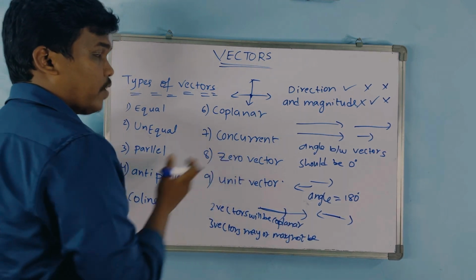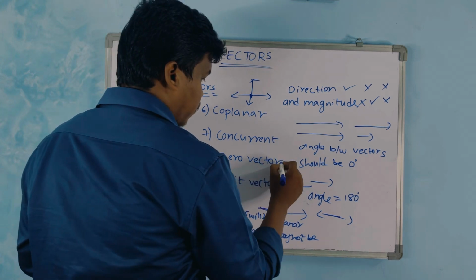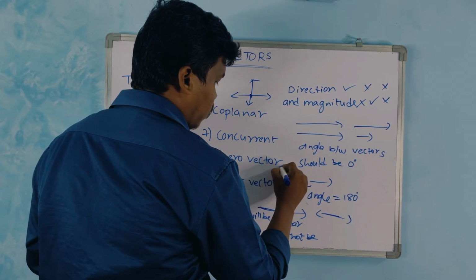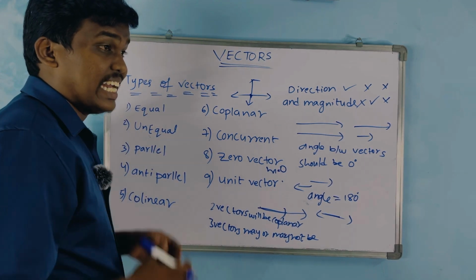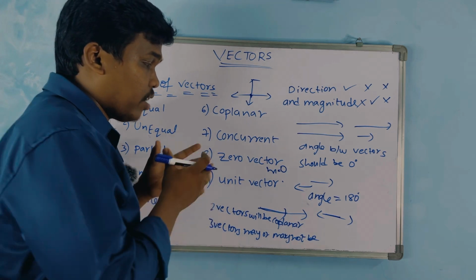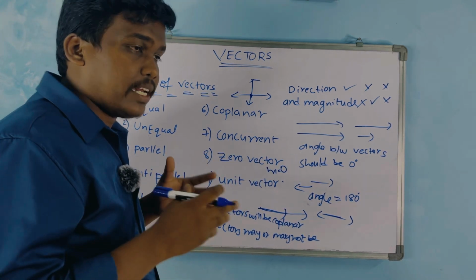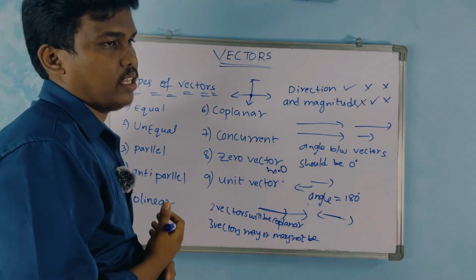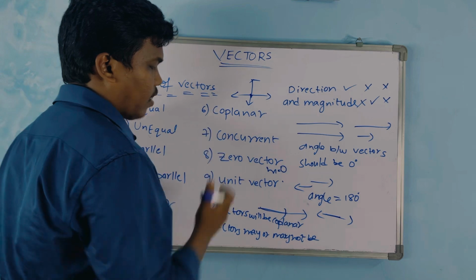What do you mean by zero vector, null vector? The vector which has magnitude 0, but direction is arbitrary. The vector can have any direction. The vector can be acting towards any direction. It can act in any direction. That vector is called zero vector or null vector.